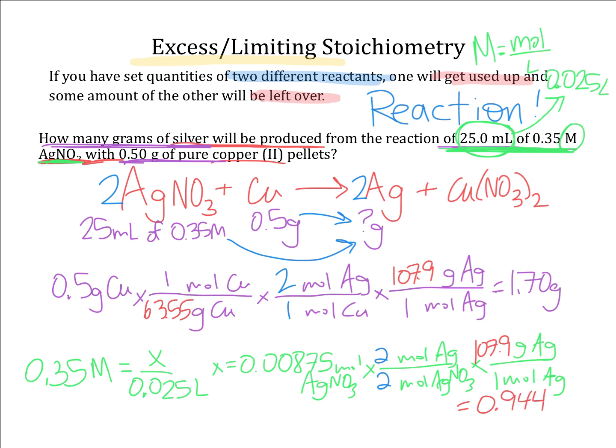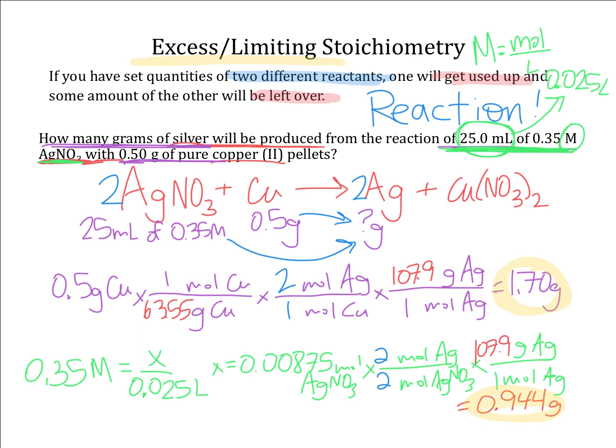0.944 grams. So here's the thing about excess limiting stoichiometry. You're going to get 2 separate answers, the 1.70 grams and the 0.944 grams. But one of those answers is real and the other one is imaginary.